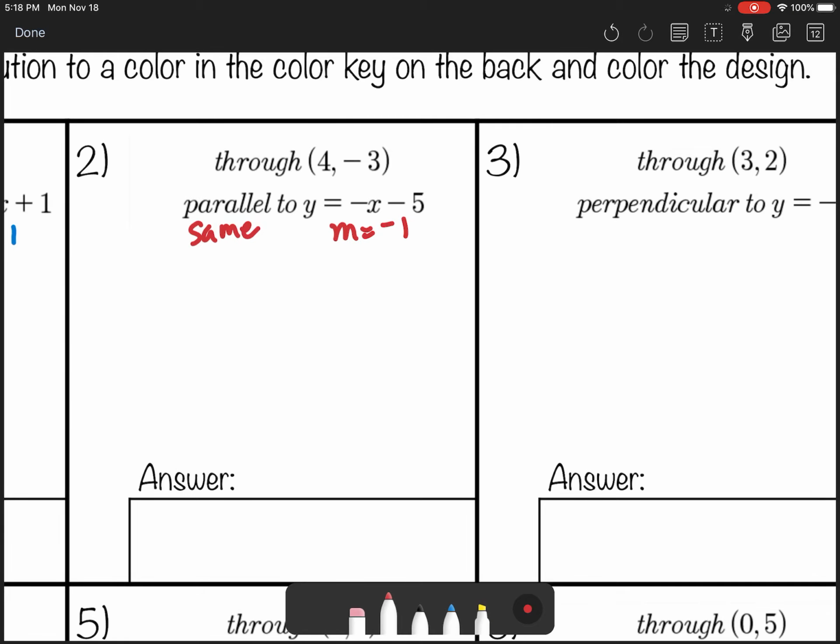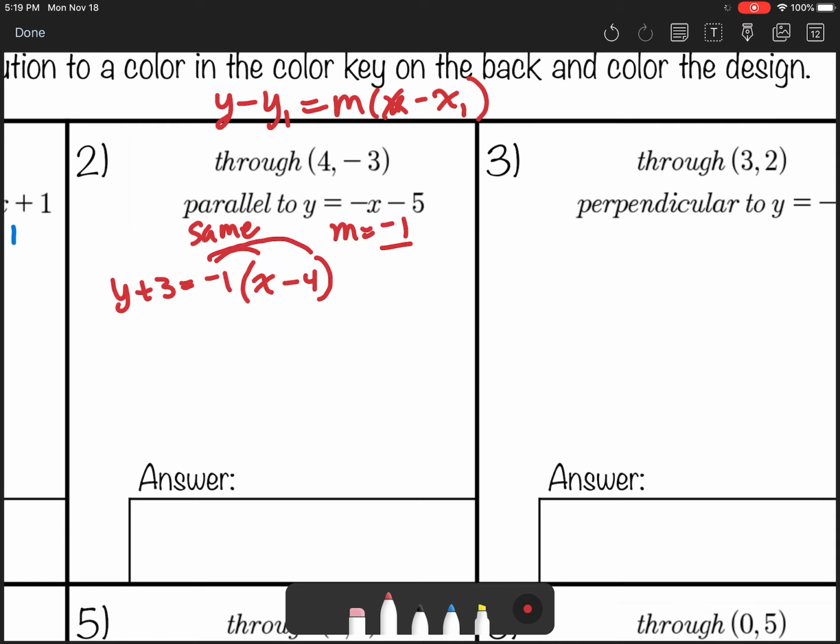So I'm going to use this point. If I'm using a point, that means I'm going to use my point slope formula, which is y minus y1 is equal to m times x minus x1. And then just like in the homework, I'm going to put this in point slope form using that given slope. So this is going to be y plus 3 is equal to negative 1 times x minus 4. Distribute. That's going to give me y plus 3 is equal to negative x plus 4.